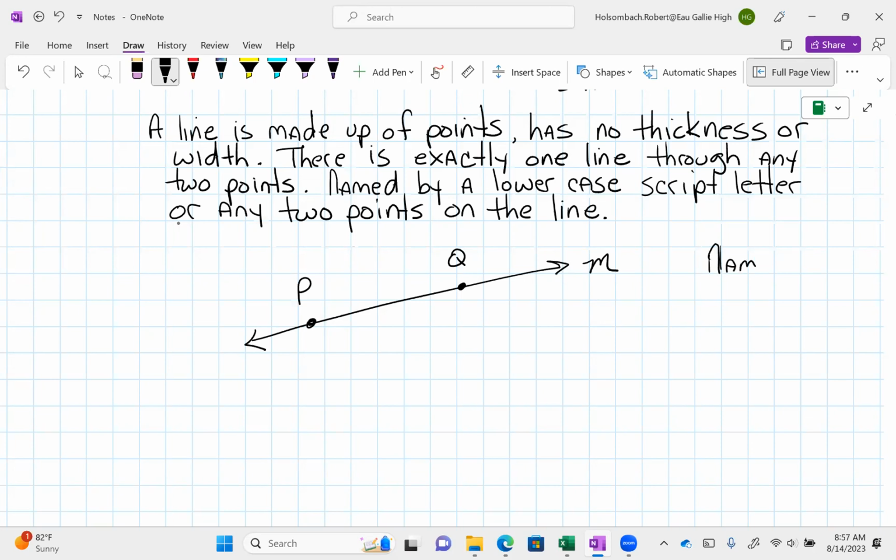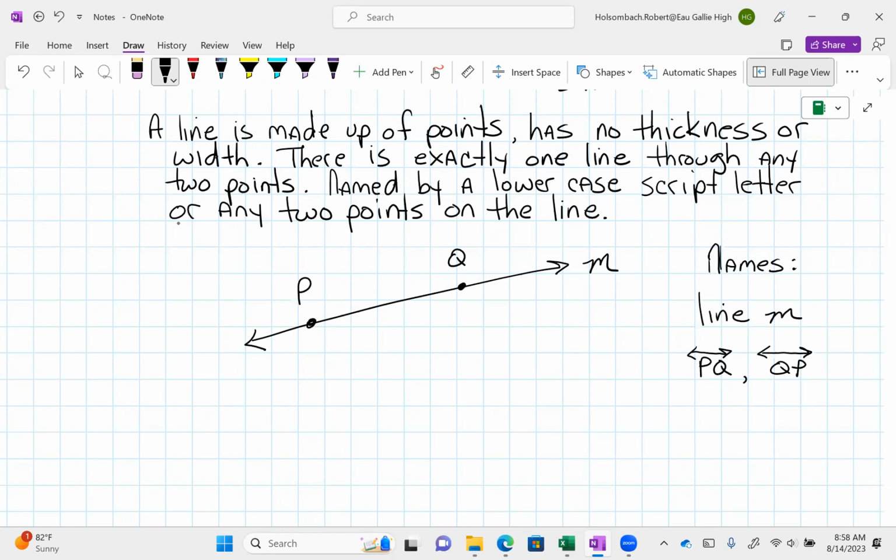So here's some names for this line. All right, line M. Little symbol for line, which is just a small line, and then line PQ. And we could also call it line QP. Any 2 points on the line. You could use any 2 points on the line to name a line.